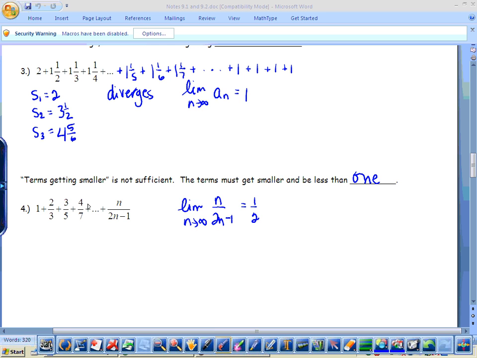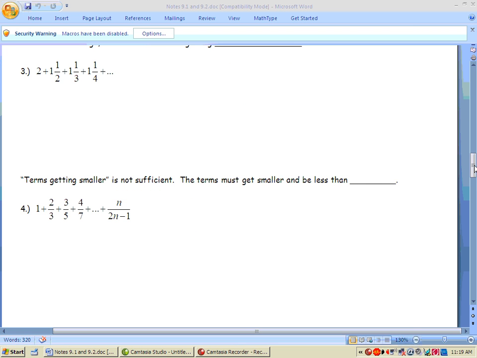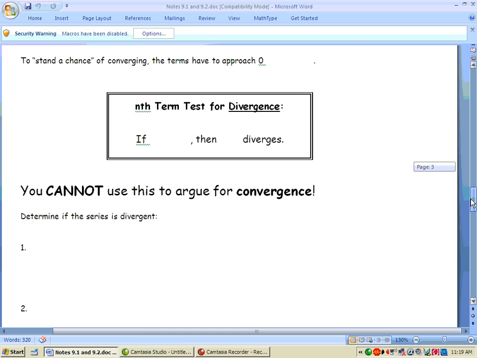So I can take this sum and I can plug in some numbers for n, but eventually it's going to be like I'm adding a half plus a half plus a half plus a half. So will that converge or diverge? Okay, it's still going to diverge. So what do you think that nth term needs to approach in order to converge? 0. And even that is not a guarantee.